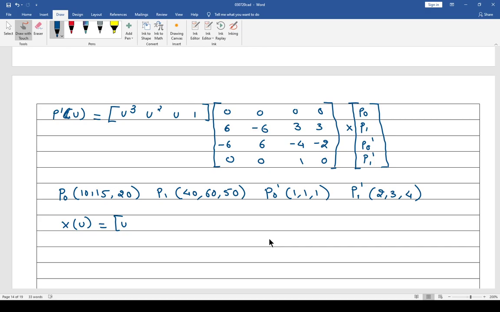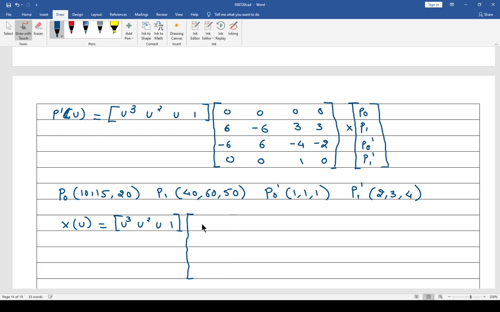Okay, so u cube, u square, u, 1. So this is how it is going to be. Okay, and then I will write the blending matrix, which is a 4 by 4. So I'll do my best to draw straight lines.